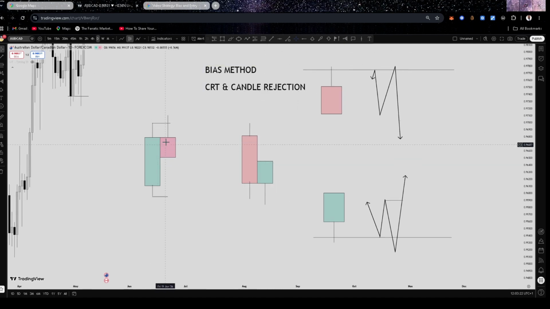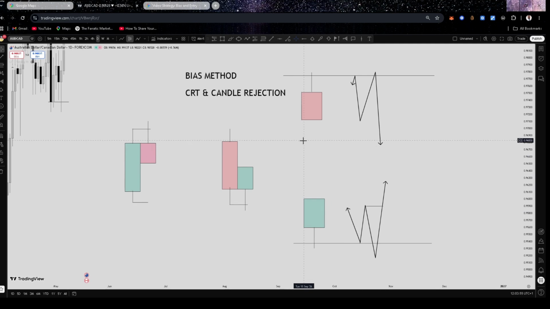This is for the CRT. This is for the sell, and the same goes for the buy. You wait for price to take the previous candle. It must not be a bearish candle, it must not be a bullish candle. Any candle, the color does not matter. Just wait for price to clear out the low or the high, and then wait for a break of structure on the 4 hour or the 1 hour time frame. This is for CRT.